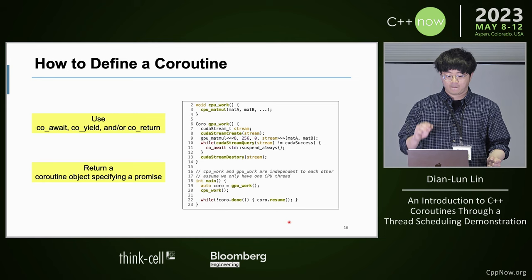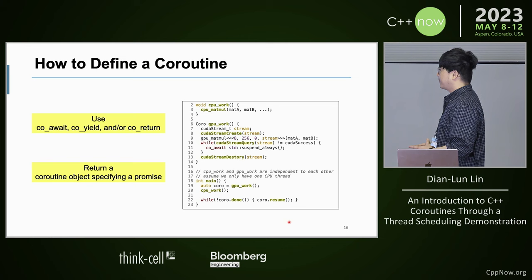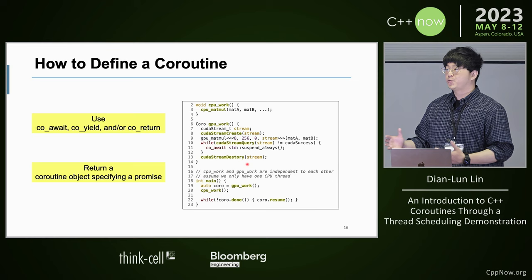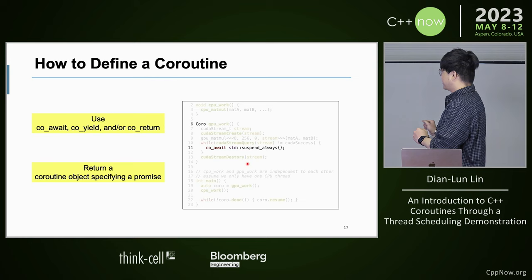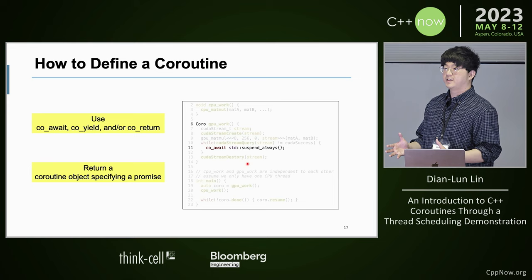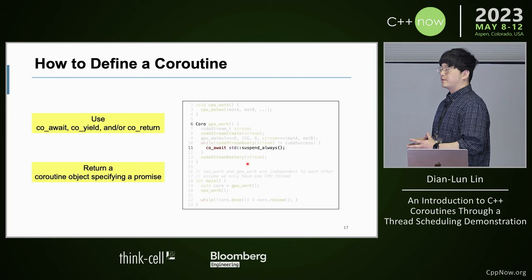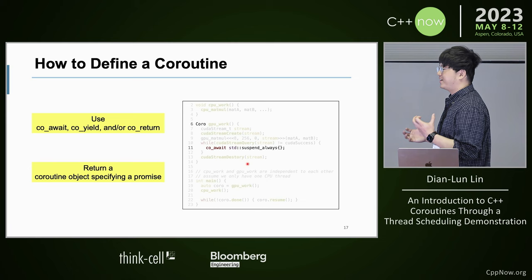So coroutine. How to define a coroutine? This is an example I showed you in the previous slide, GPU work. How do I know this is a coroutine? There are two conditions. First, inside your coroutine, you need to use one of three keywords: co_await, co_yield, or co_return. So here in line 11, I have co_await. That means this function will be considered a coroutine.